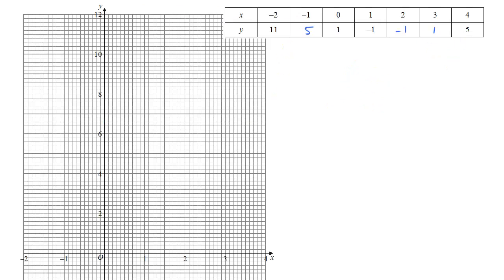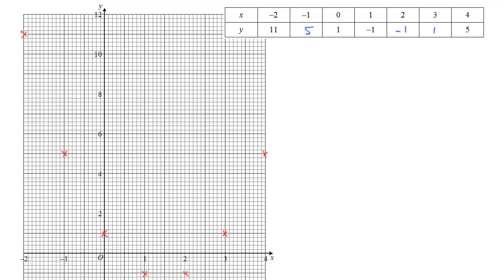So the next step is to plot it. Simply one at a time we're going to plot these pairs of coordinates. So starting with minus 2, 11, that's up here. Minus 1, 5 is about there. 0, 1 rather, is on the y-axis there. Then we have 1, minus 1, just down here near the bottom, and 2, minus 1, which is of the same height, and going back up to 3, 1, and finally 4, 5.